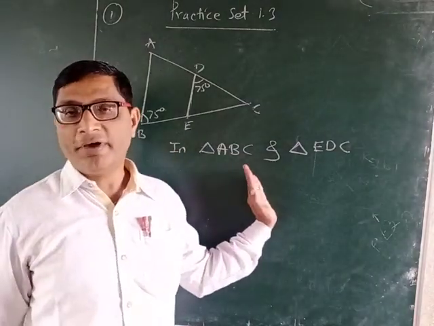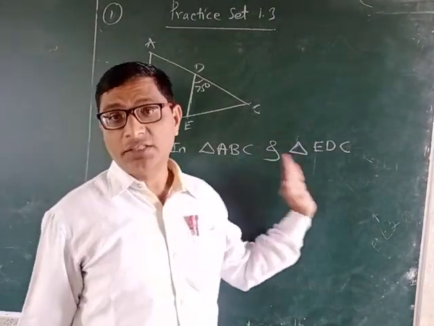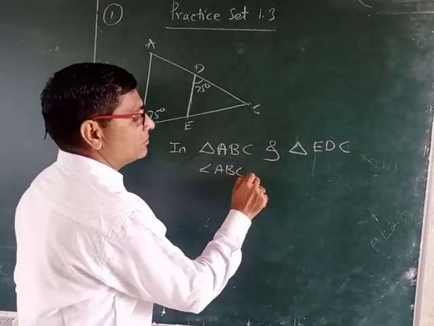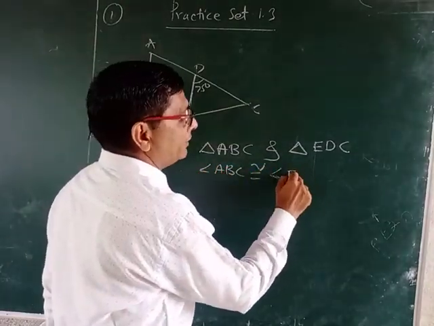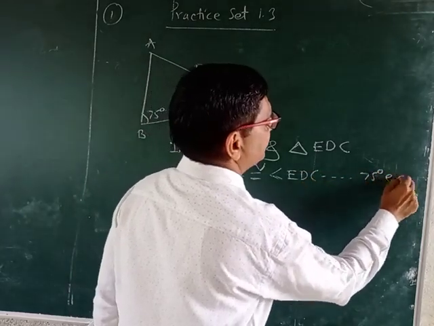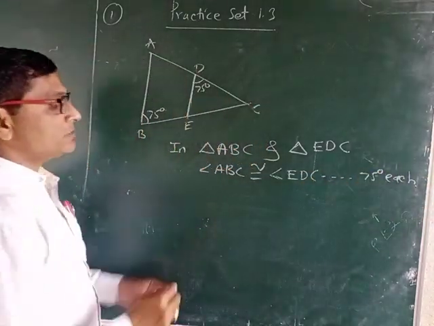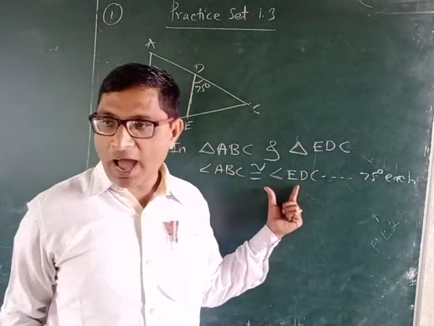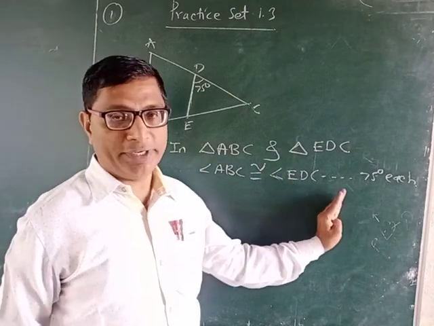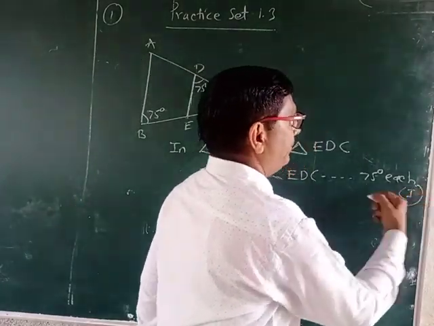This is the step where we are going to compare these two triangles. Angle ABC is equal to angle EDC. Reason: 75 degrees each. That means both of these angles are of 75 degrees. Therefore, they are congruent. Here, 1.